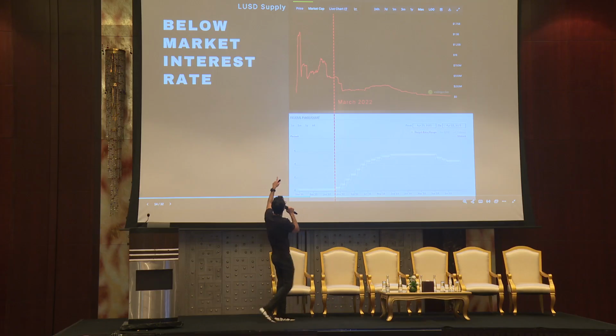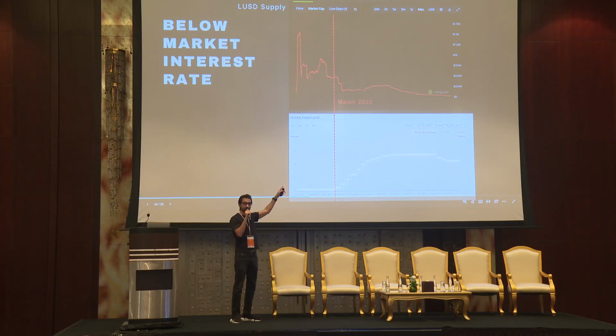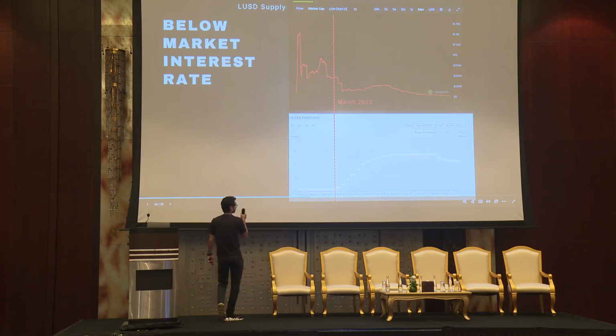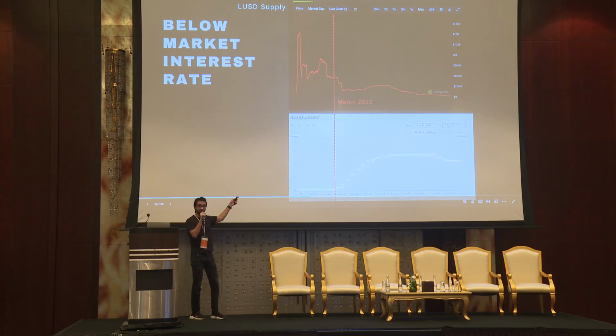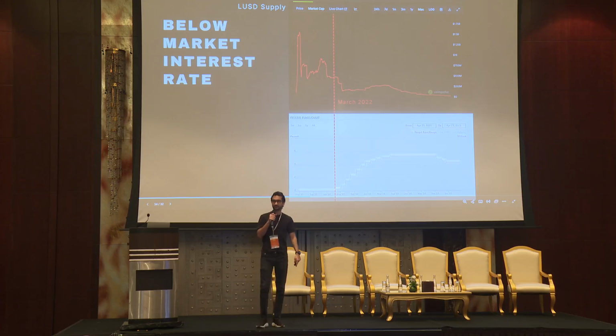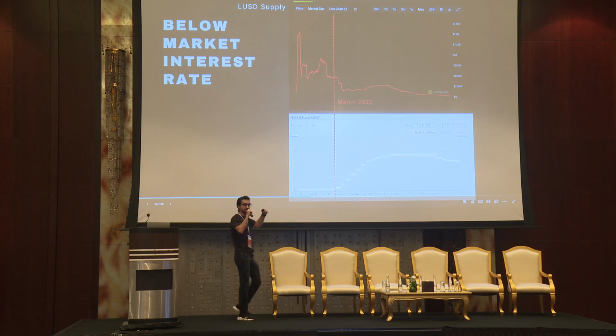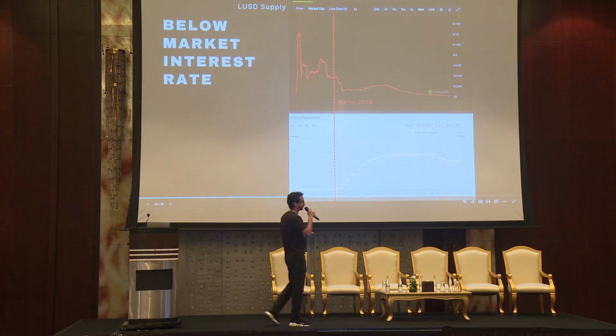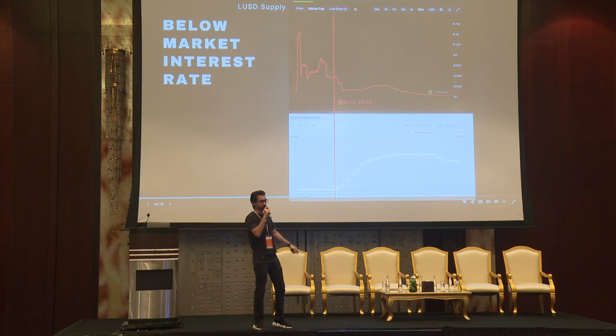So above we have the LUSD supply, so liquidity, and below we have the federal funds rate of the US Federal Reserve. Anybody have any idea why there's some kind of correlation? So, all right. Basically, LUSD, when it was launched, the first version of LUSD had 0% interest rate. And the idea was that as a borrower, you don't pay any interest. And as a holder, you also don't get any interest, basically.